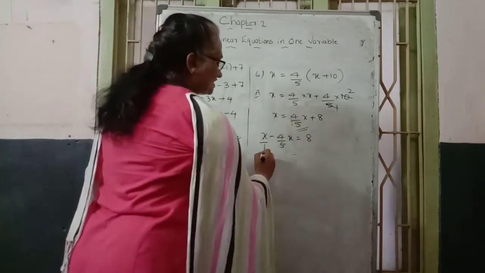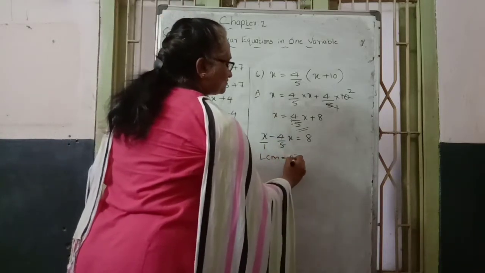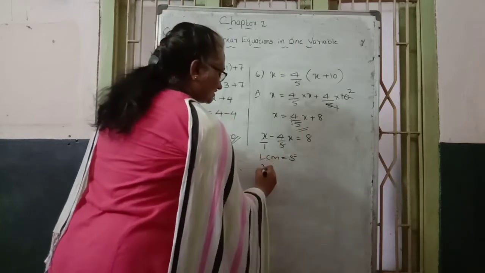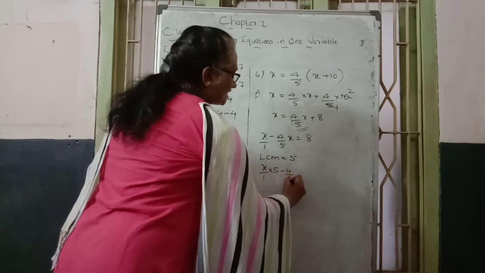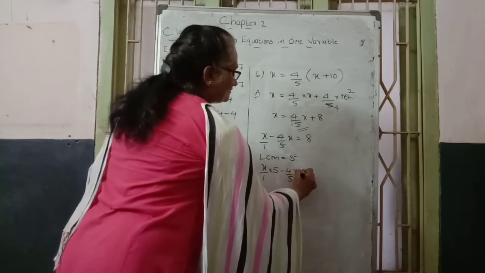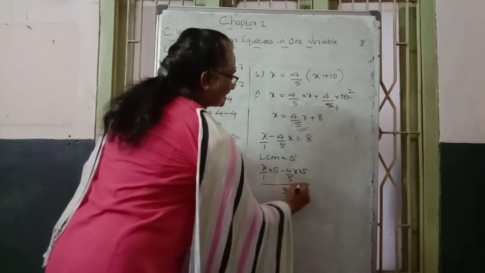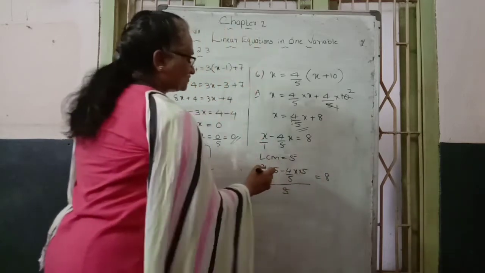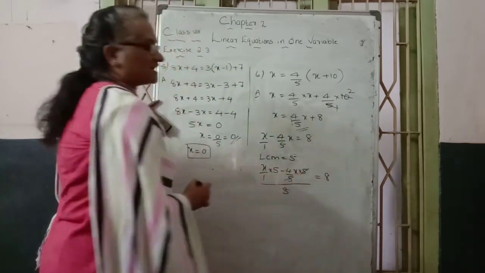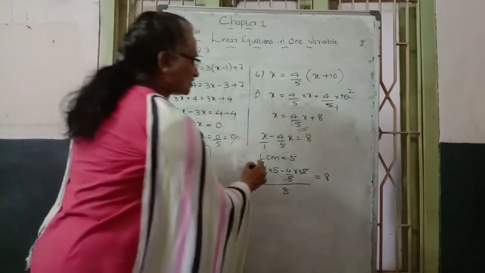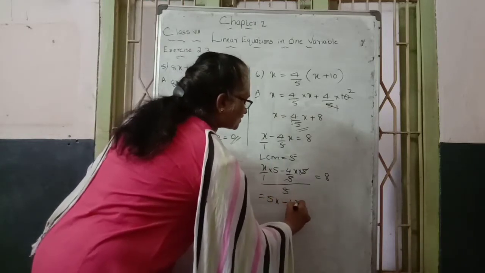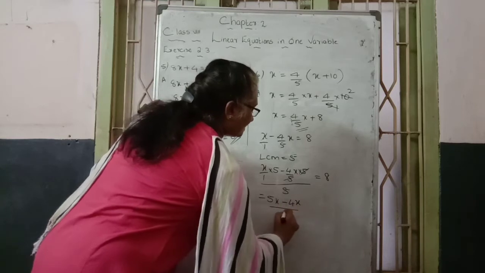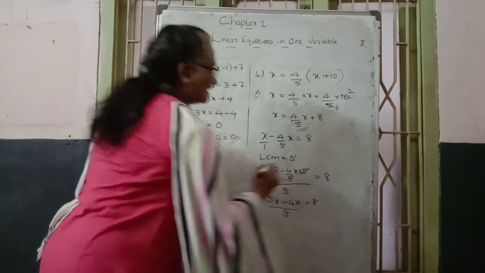Then what is the LCM? 5 is our LCM. If you do each term in this way, there are many calculations. That's why 4 by 5 x into 5, whole divided by 5, is equal to 8. Then 5 and the same number cancel, and 1 is the answer. So x into 5 becomes 5x, minus 4 into x becomes 4x, divided by the denominator 5.